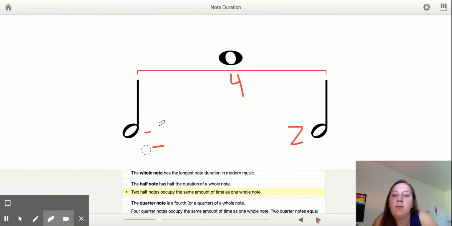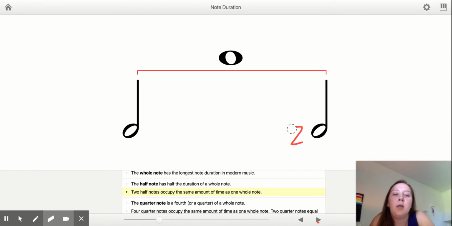Ooh, I think I have to erase it. I don't think it will erase it for me. I might not do that again.